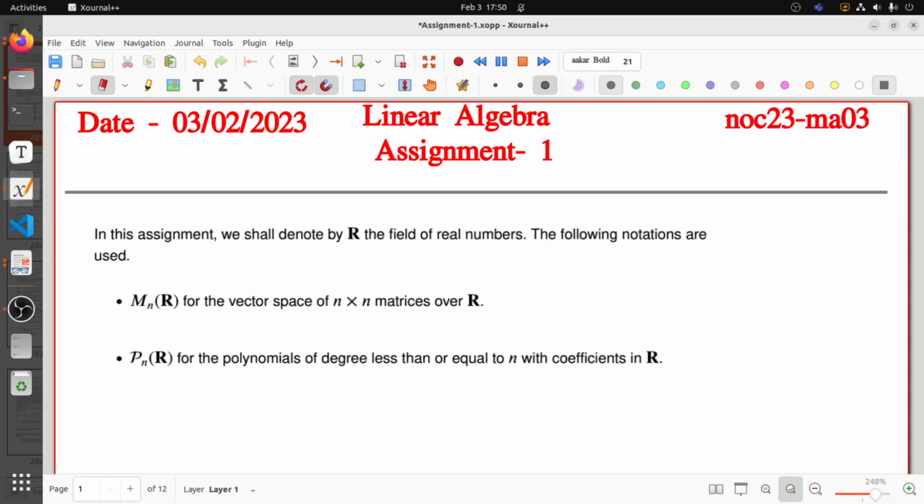We also have to check that here the operation is associative, right? So this is also true. What is the next one? Additive identity, right? Additive identity. Does it have an additive identity?